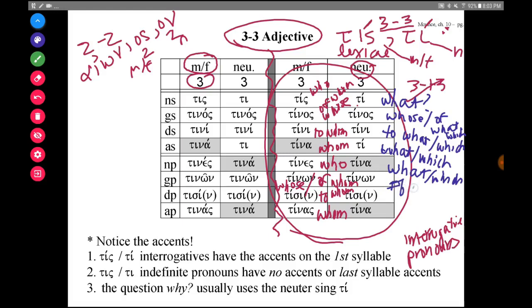of what or which, or whose, to what for the dative plural, and then what or which for the accusatives. So the forms are the same as this other column here, but if the accent's on the first syllable, then you translate it as an interrogative pronoun, who or what. Let me clear the board.